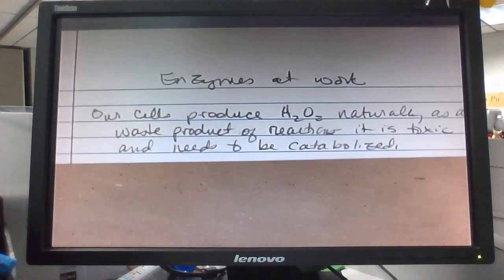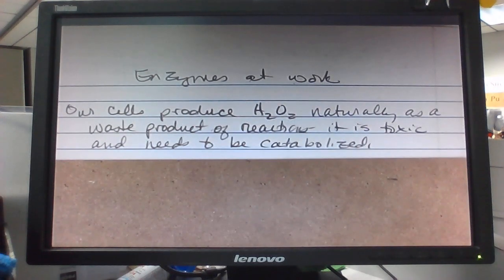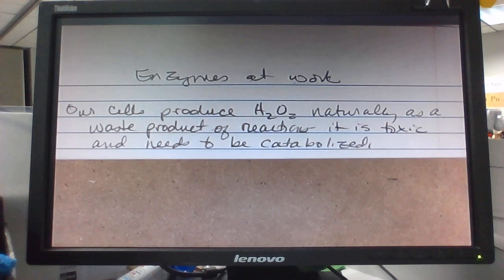Our cells produce H2O2, that's hydrogen peroxide, naturally as a waste product of reactions. It is toxic and needs to be catabolized. And if you don't know what H2O2 stands for, make sure you make yourself a note. H2O2 is hydrogen peroxide. So hydrogen peroxide is toxic to us.